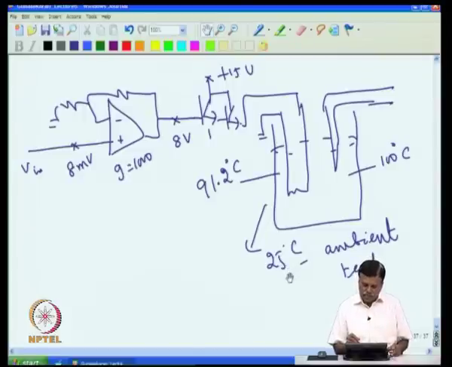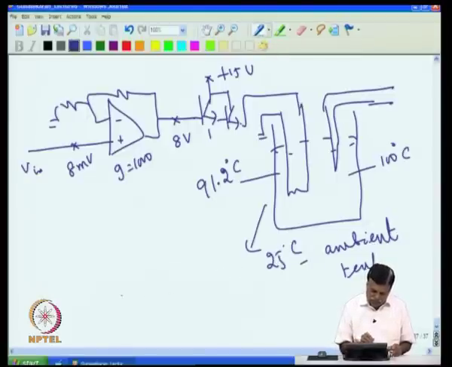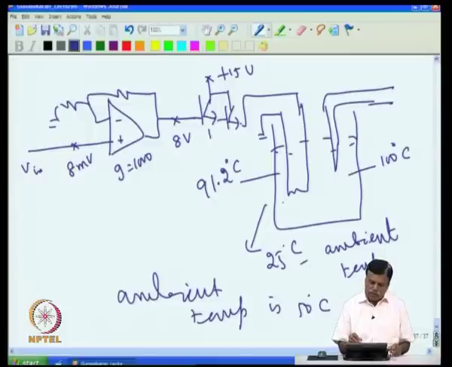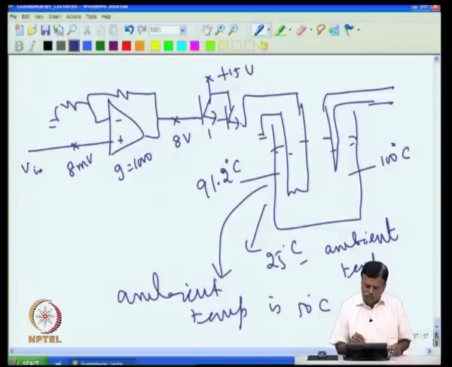Suppose the ambient temperature goes up to 50 degrees C. Then what will happen? The oven will radiate less heat, because the oven is at 100 degrees C, the ambient earlier was 25, and now it has gone to 50 degrees. That means now less heat will come out from the oven, and then the temperature will try to go up.